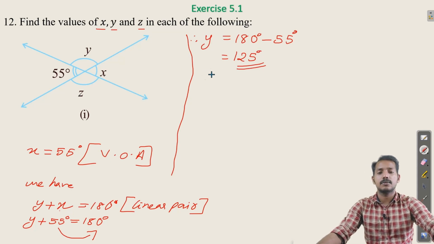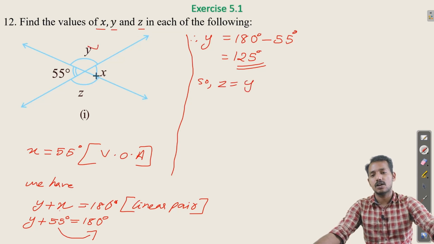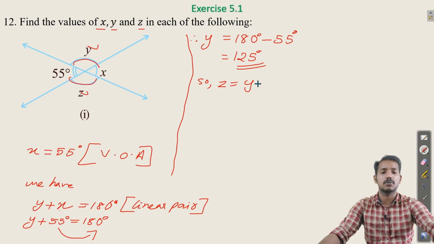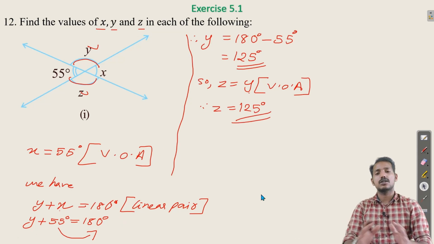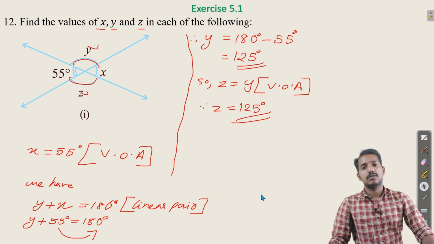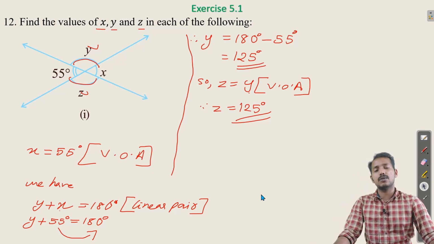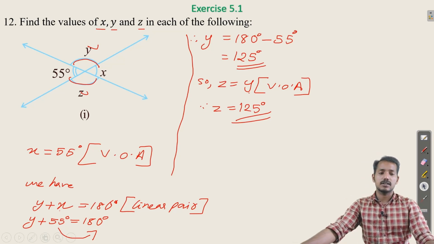Now what is z? z is equal to y because they are vertically opposite angles. Therefore, z is equal to what we got for y, 125. So we got the values of x, y, and z. This is all. These are the questions I have discussed from exercise 5.1. The remaining questions you can try yourself.